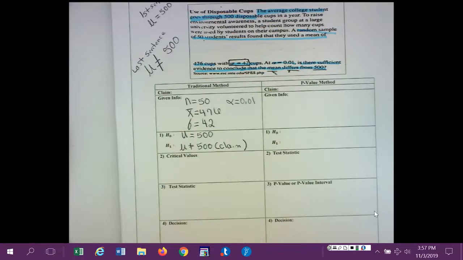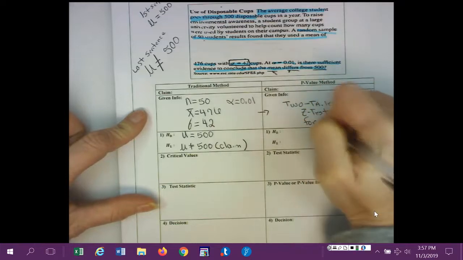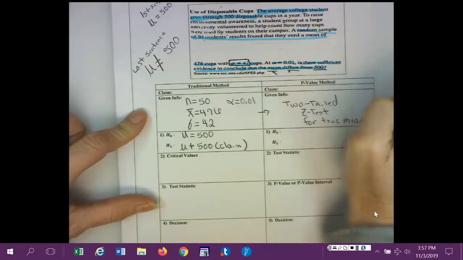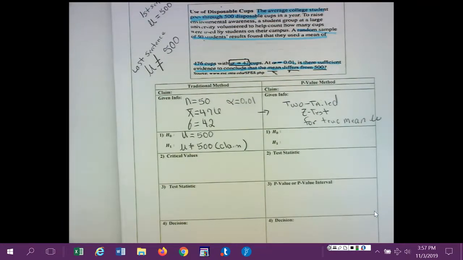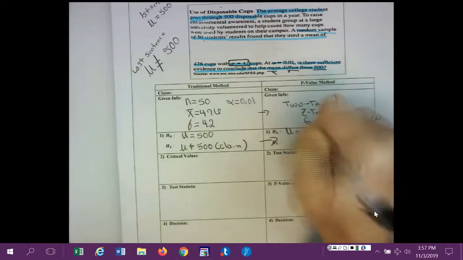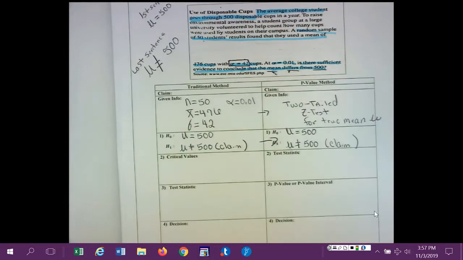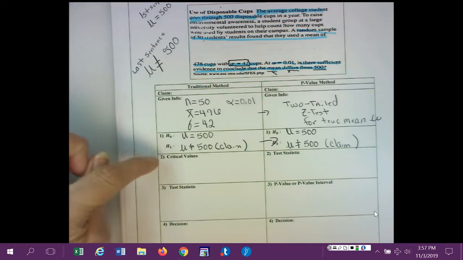Hypothesis. So I'm going to name this test. It's a two-tailed z-test for the true mean. Two-tailed z-test for the true mean. And I could draw an arrow over here too for this, or write it. P-value method. They agree. Same problem. Just different ways to make the same decision. So it turns out my null is the first sentence, and my alternative is the last sentence or our question, and the alternative is also our claim for this problem.